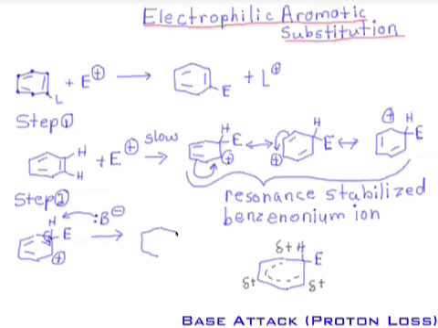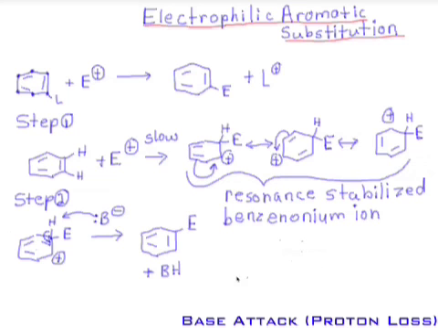And so we get our substituted benzene plus the base combined with H. Now sometimes this new base molecule will fall apart, and we'll see examples of that. What's interesting is this is not the same as what occurs in alkene chemistry. In alkene chemistry, the carbocation does not eliminate a proton.